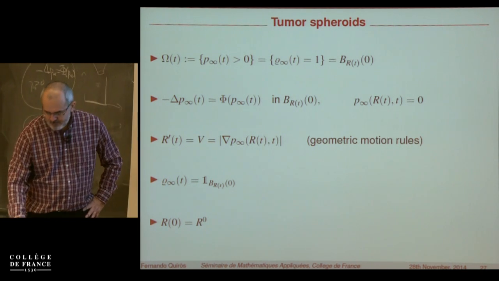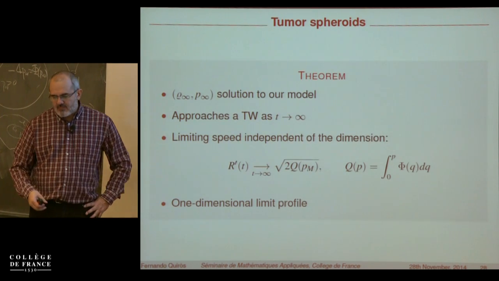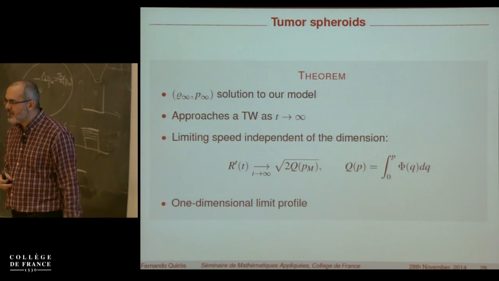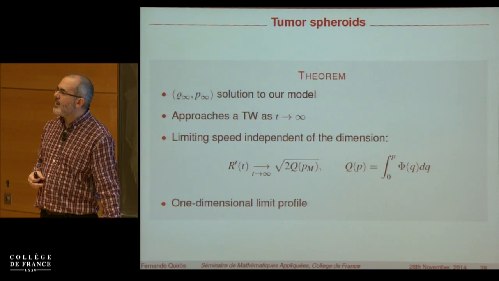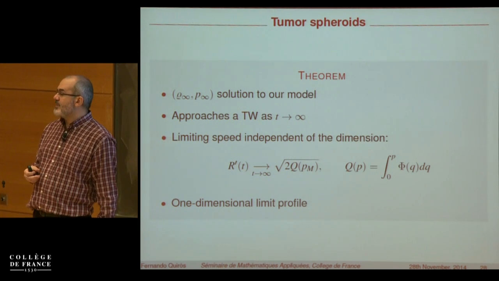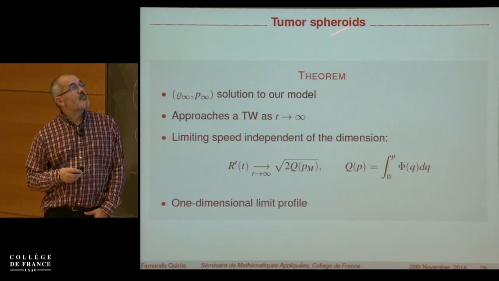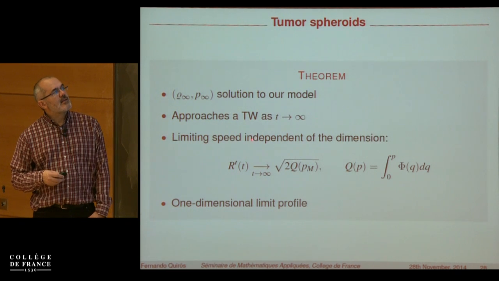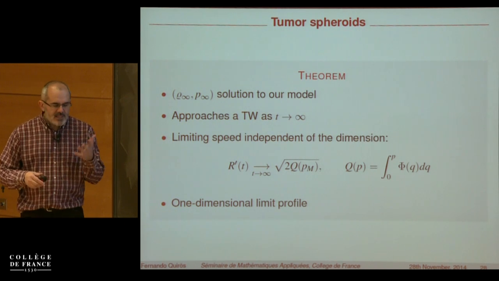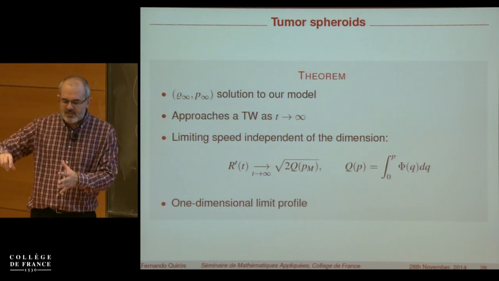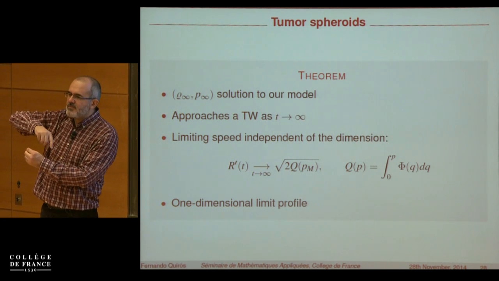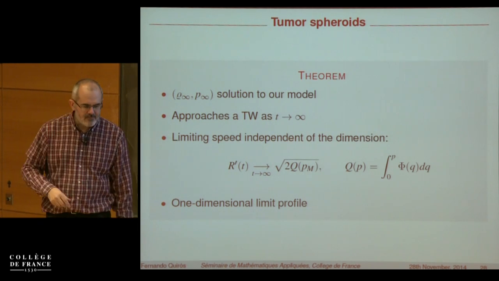The point is that one can show that this function that you build in this way is indeed a solution to our weak problem, okay? And in fact, it approaches a traveling wave as t goes to infinity, which has a limiting speed which is independent of the dimension. You can compute it. I'm saying that this is a traveling wave behavior. The solution will approach a one-dimensional traveling wave rotated in space. So you have a one-dimensional profile.